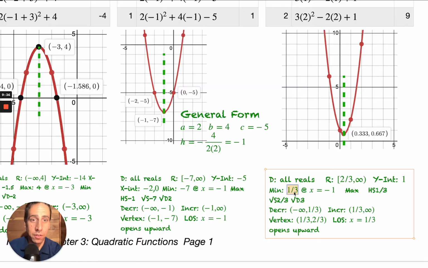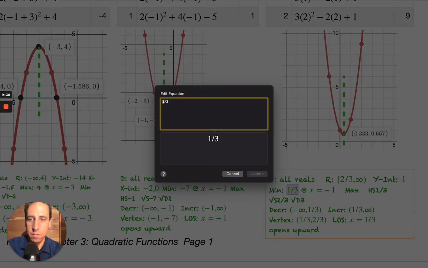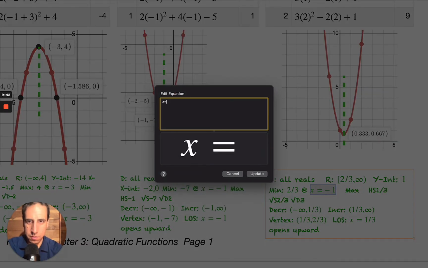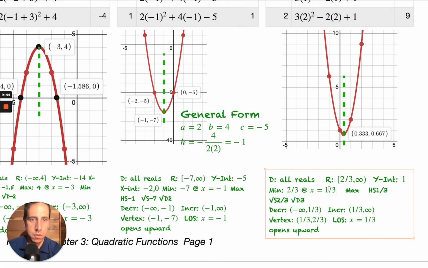Minimum value is 2/3, when x is equal to 1/3. Vertical shift of 2/3, vertical dilation of 3.